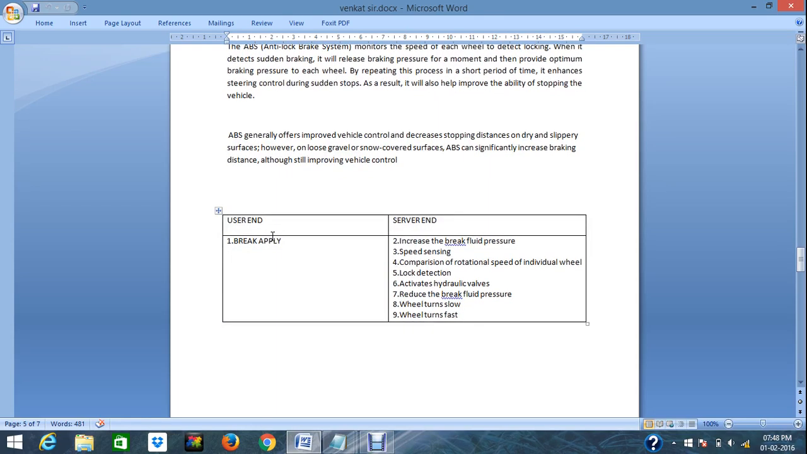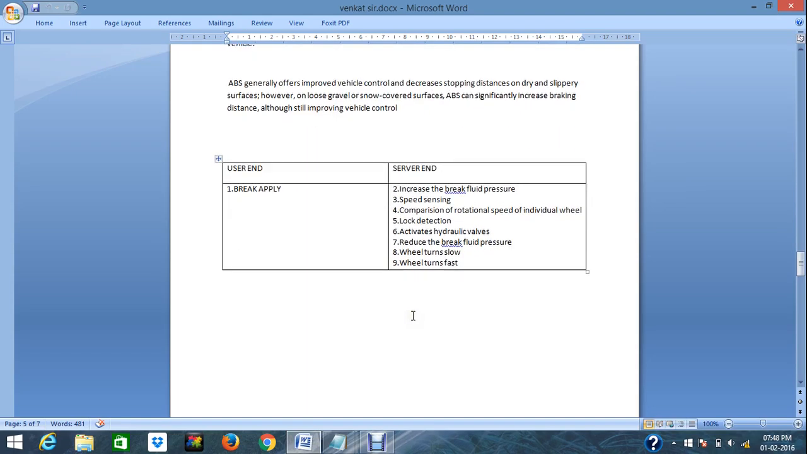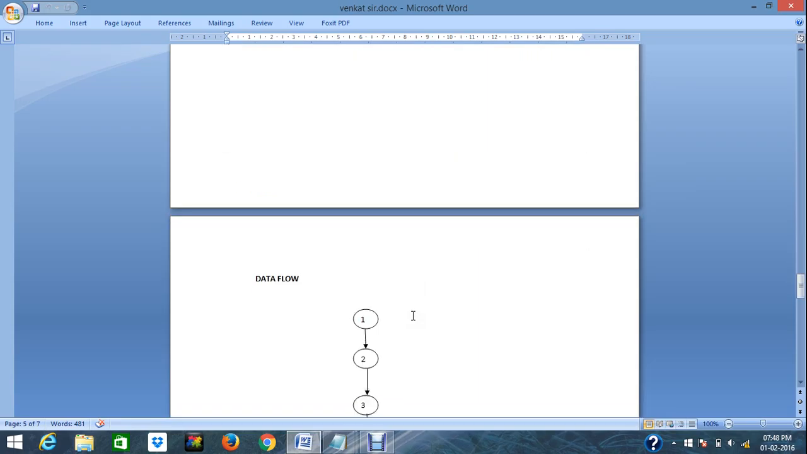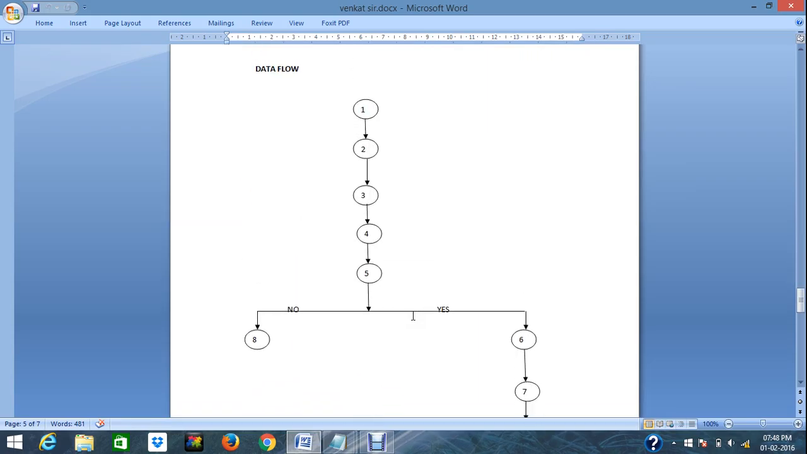At the user end, the driver will apply the brake, and at the service end, the options are increase the brake fluid pressure, speed sensing, comparison of rotational speed of individual wheel, lock detection, activate hydraulic valves, reduce the brake fluid pressure, wheel turn slow, wheel turn fast. Data flow graph.